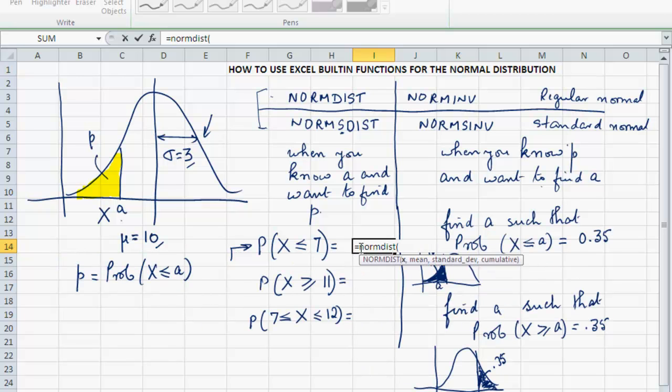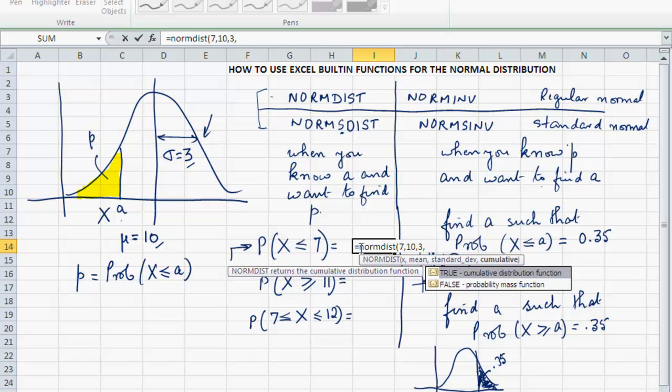And you can see that it requires 4 inputs. The first input is, where are you on the x-axis? So that's 7. I want the probability of x less than or equal to 7. Then what is the mean of this normal distribution? It's 10. What's the standard deviation? It's 3.